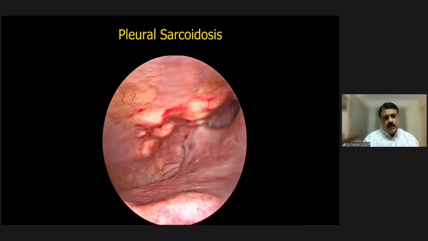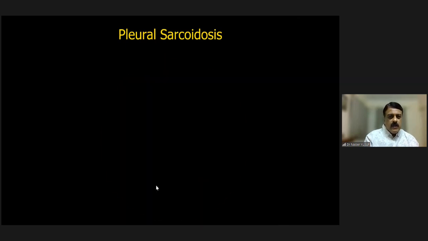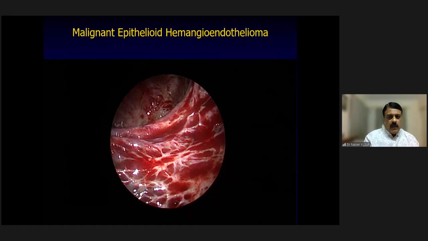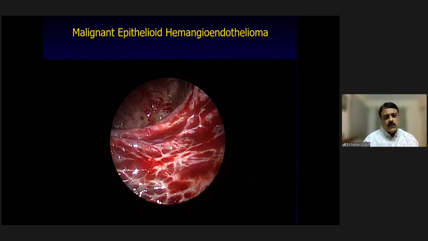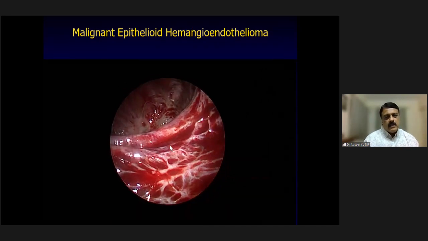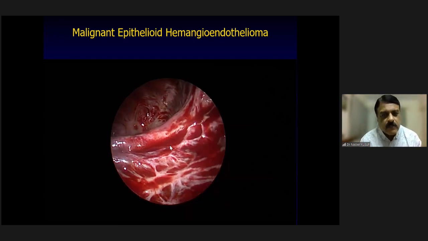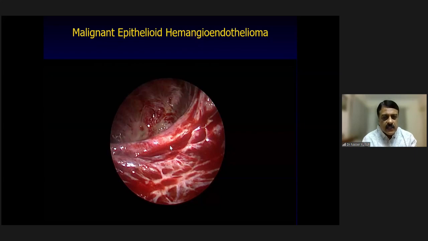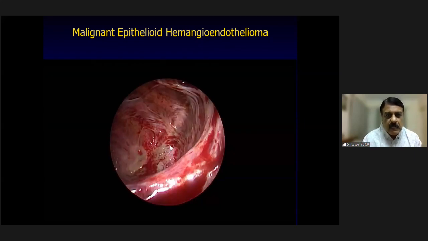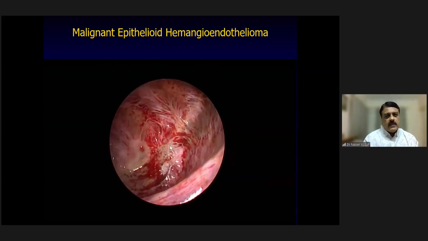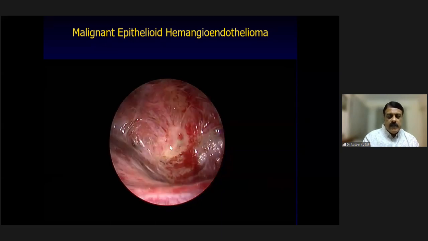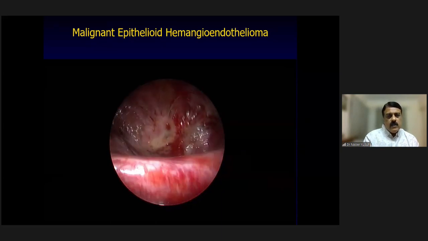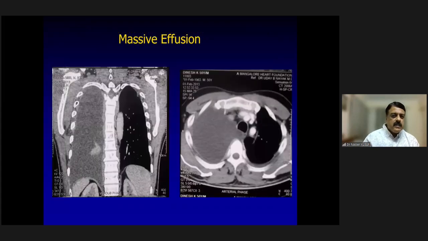A quick look at this: a very unusual thing, turned out to be sarcoid of the pleura. And this was quite frightening. It had hemorrhagic effusion. We were expecting malignancy, but this turned out to be both on the surface of the lung as well as in the parietal pleura. Awful looking. It turned out to be a malignant epithelioid hemangioendothelioma.